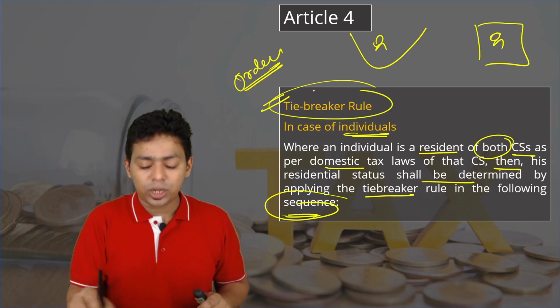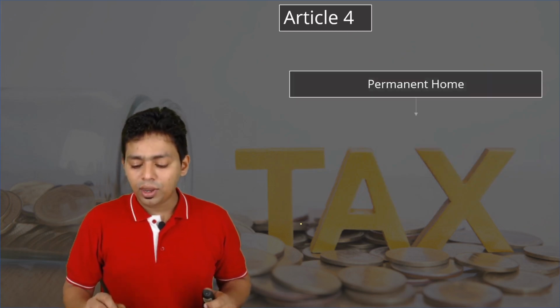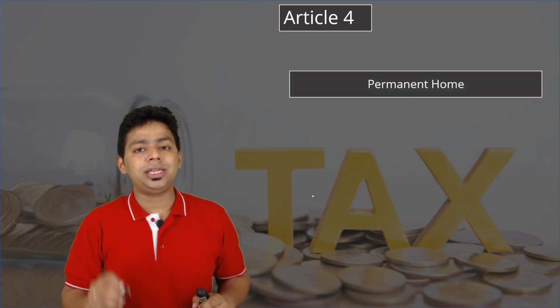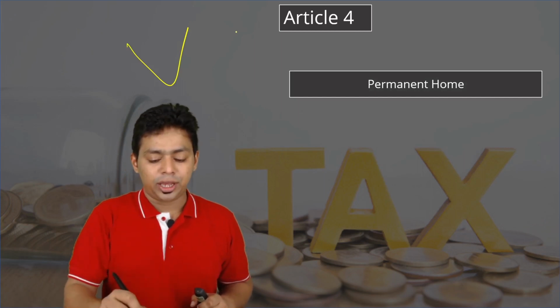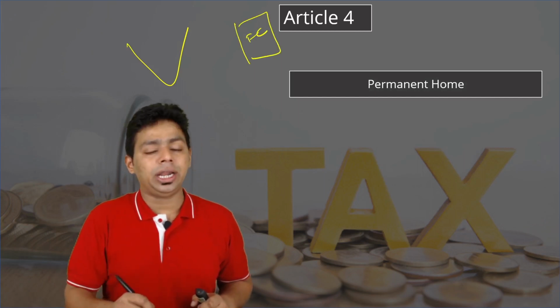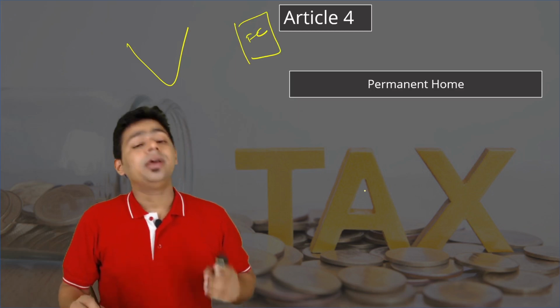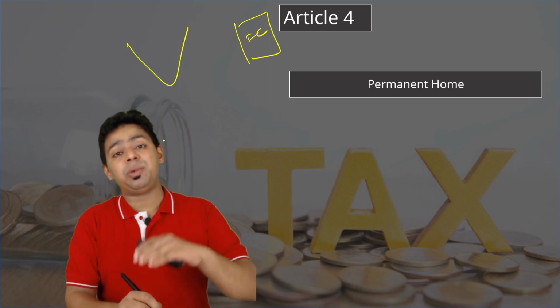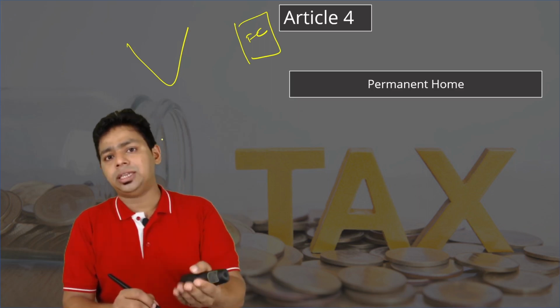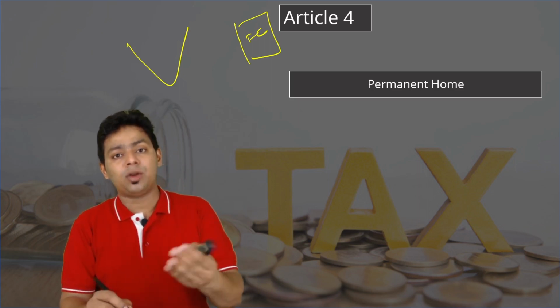The tiebreaker rule is the most important one. So first we will check where he has a permanent home. If the permanent home is in India, then he is a resident of India. If the permanent home is in the foreign country, then he is a resident of the foreign country. Then the question may arise, because this person stays sometime in India and sometime in the foreign country. London, as an example: many Indians have their second home in London.